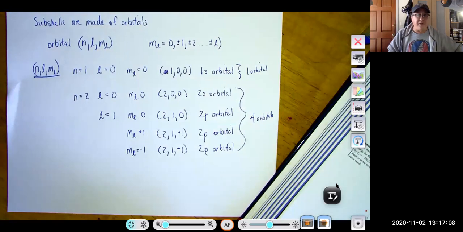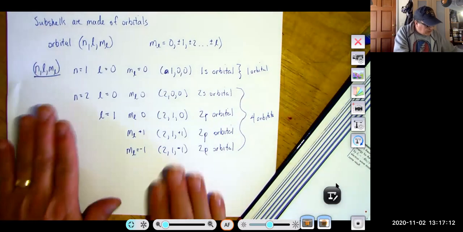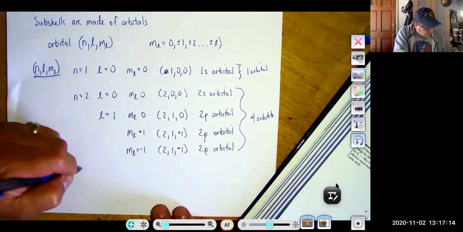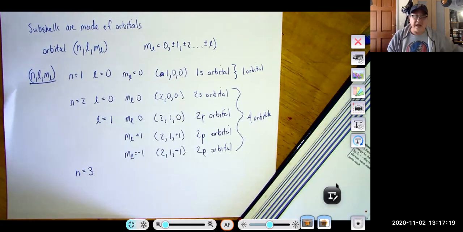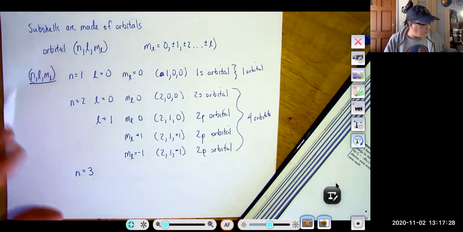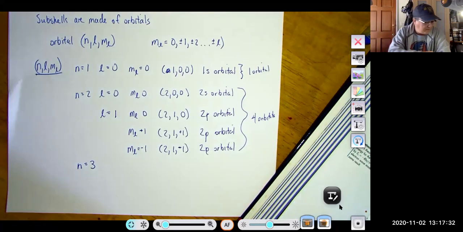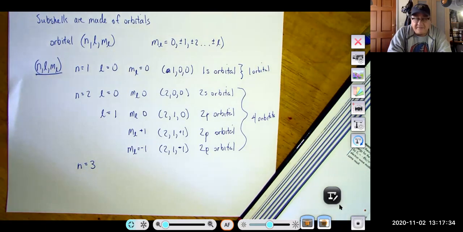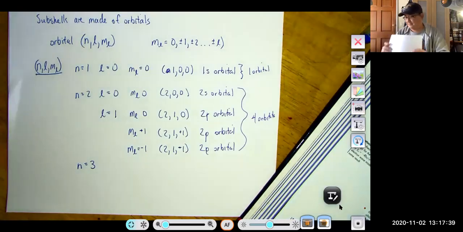So what I'm going to leave you with is this. Try and do this, what we've done right here, for n equal 3. Figure out the different L's, all the M sub L's, and how many orbitals you can find in each subshell. And that'll help you to kind of understand what's going on here with the rules for how we assign N, L, and M sub L. Okay? It's almost like a math riddle when you're trying to figure that stuff out.